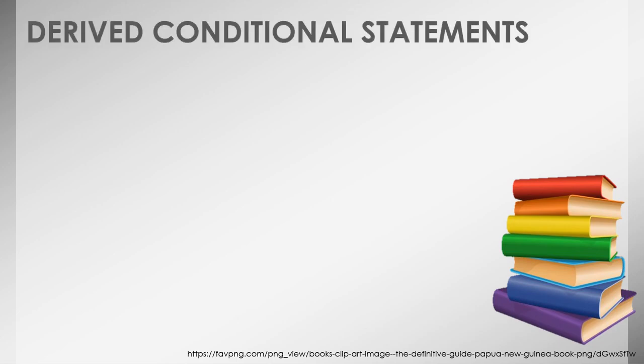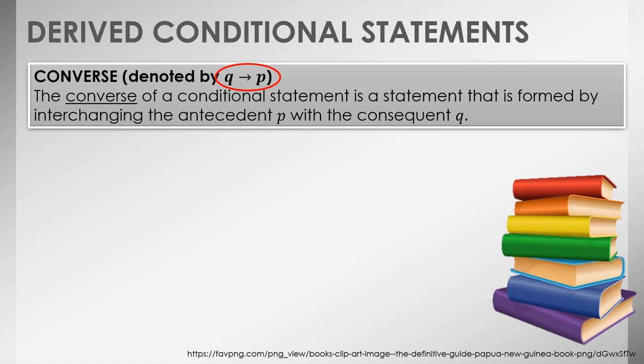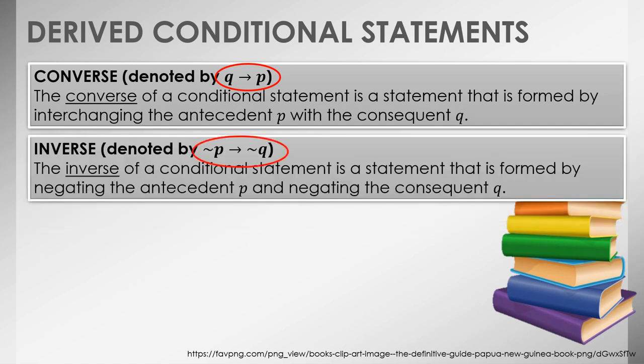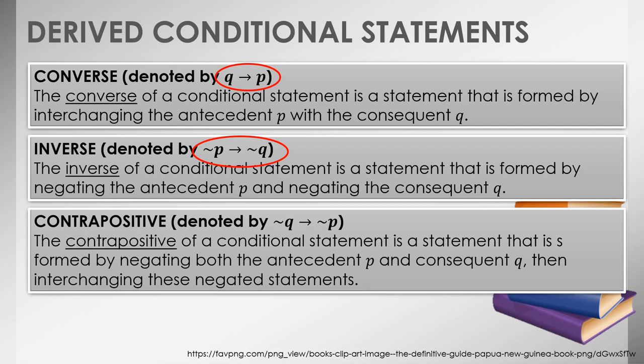Now, for the next topic, we are going to discuss the derived conditional statements. That is, the converse, inverse, and contrapositive. The converse is denoted by this, which is formed by interchanging the antecedent and the consequent of the P and the Q statement. For the inverse, it is denoted by this, which is formed by just negating both the antecedent and the consequent, or the P and the Q statement. And lastly, the contrapositive. This derived statement is denoted by this, which can be constructed by getting the converse of the inverse of any conditional statement.